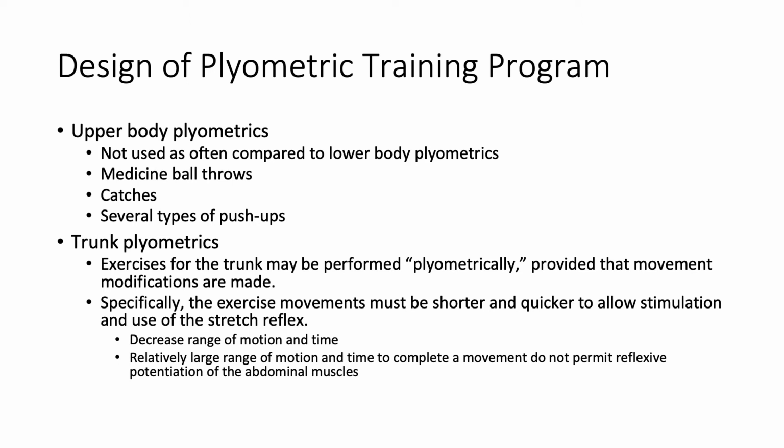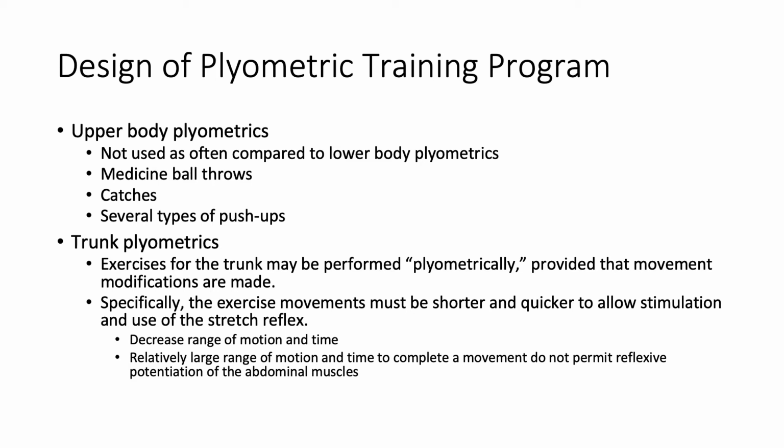When we look at upper body plyometrics, this is not used as often compared to lower body plyometrics. However, some sports require rapid, powerful upper body movements, such as baseball, softball, tennis, and throws in track and field. Some plyometric upper body drills include medicine ball throws, catches, and several types of push-ups. We can also perform trunk plyometrics. However, it is generally difficult to perform true plyometric drills that directly target the trunk musculature because all the requisite plyometric elements may not be present. Exercises for the trunk may be performed plyometrically provided that movement modifications are made.